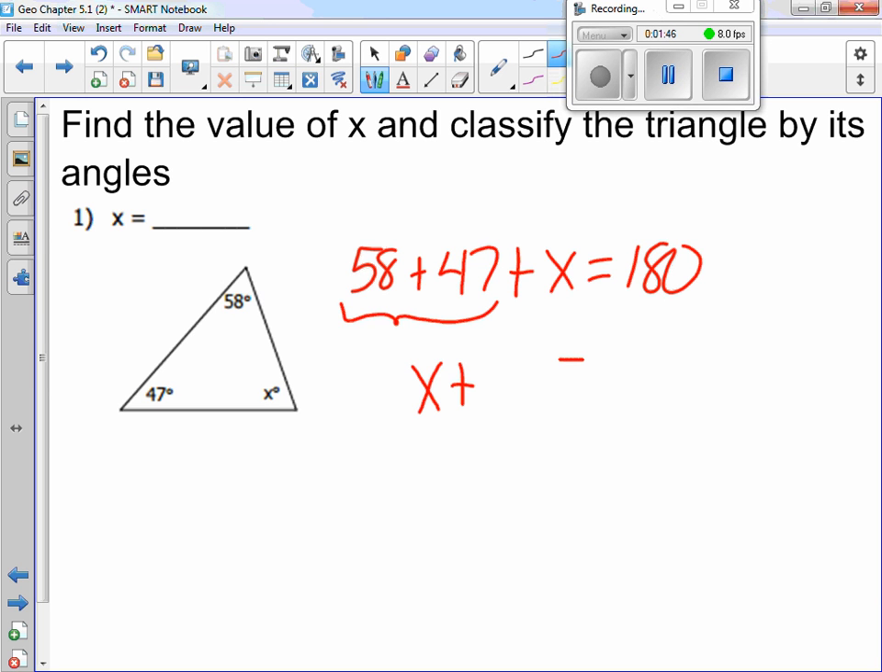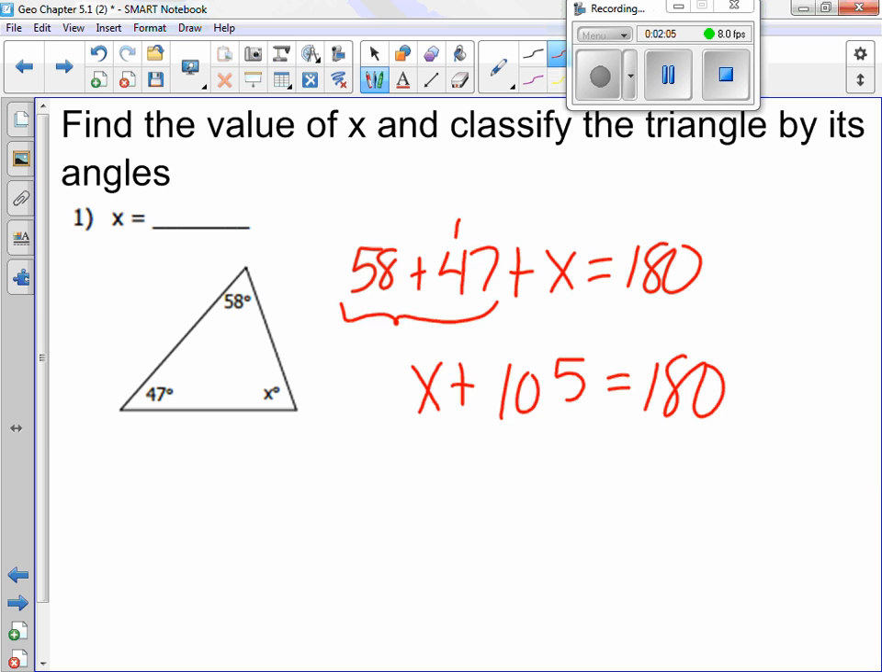8 and 7 would be 15, so 5, carry the 1. And this would be 105. Do we all agree with that? 58 and 47 would add together to be 105, yes?